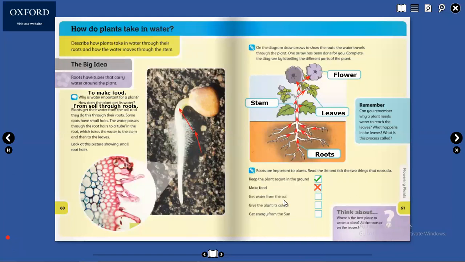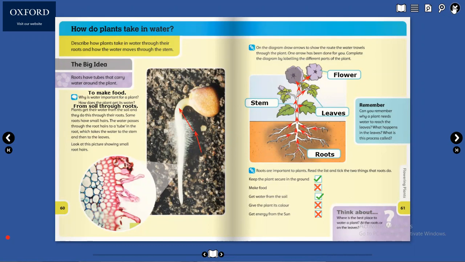Get water from the soil? Yes, this is right. Get the plants its color? No. Get energy from the sun? No. This one is right. Roots keep the plant secure in the ground and get water from the soil. These two are the functions, the tasks, for the roots.